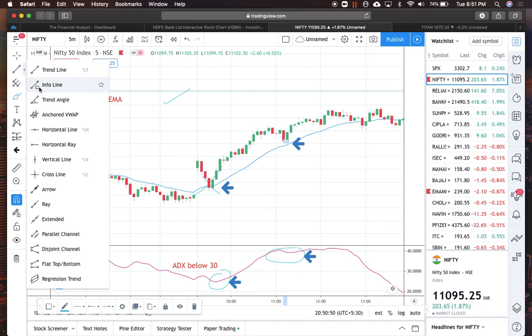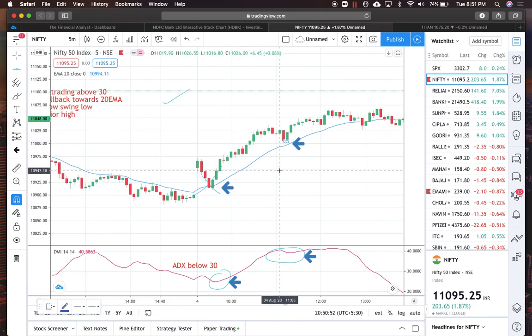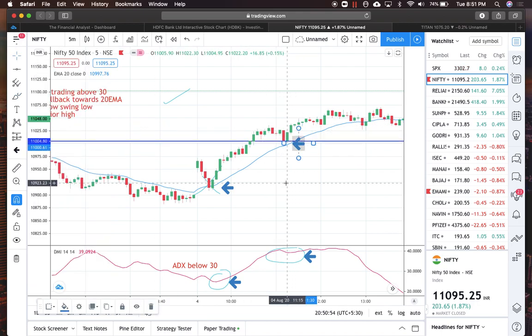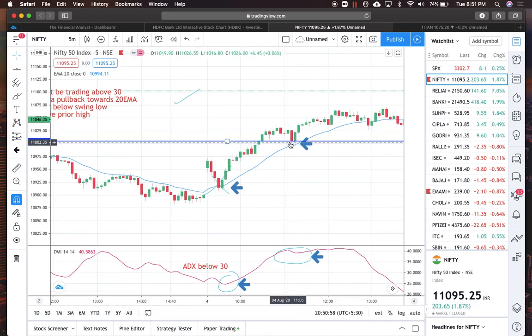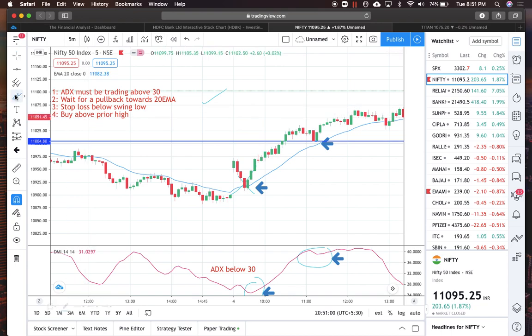You will be placing a stop loss below that low. Let me just mark that area. So that will be your stop loss just at that swing low that you have formed right now. What's the buy? The buy will be above the prior candle high.